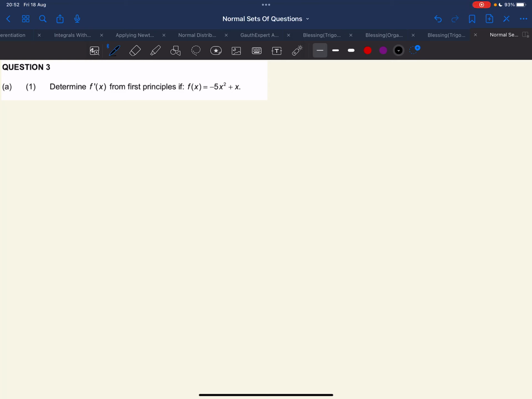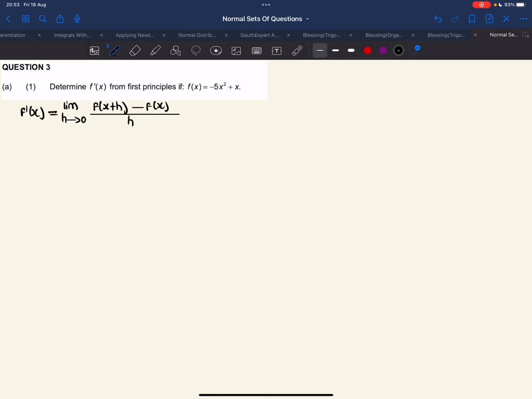Okay, right. So in question 3a1, they want us to find the derivative of f of x, where f of x equals minus 5x squared plus x, using first principles, right? So according to first principles, to find the derivative of f of x, you're going to say f prime of x equals the limit as h approaches 0 of f of x plus h minus f of x, all over h.